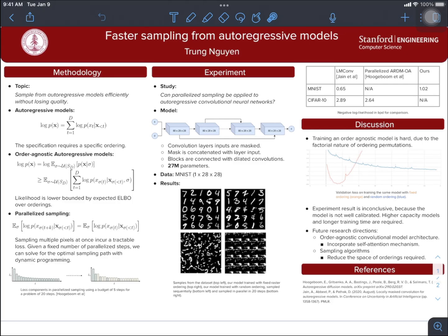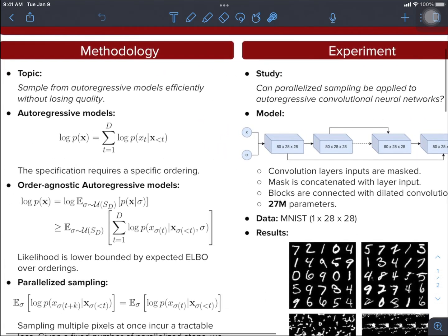Hi, my name is Trung, and I am here today to present my project for Deep Generative Model class. In my project, I look at how to sample from autoregressive models efficiently without losing the quality.